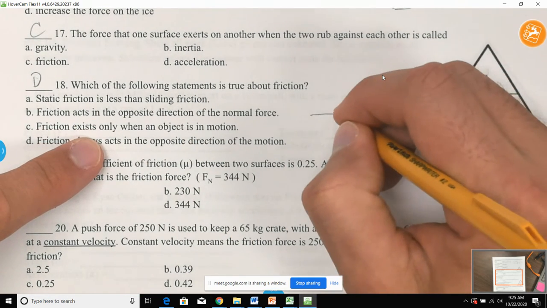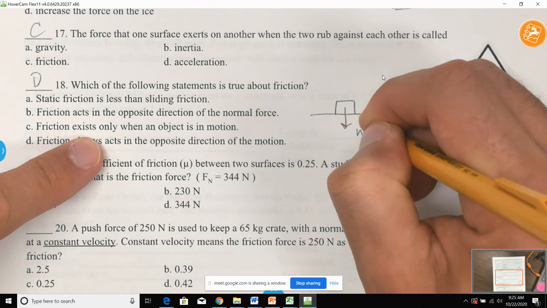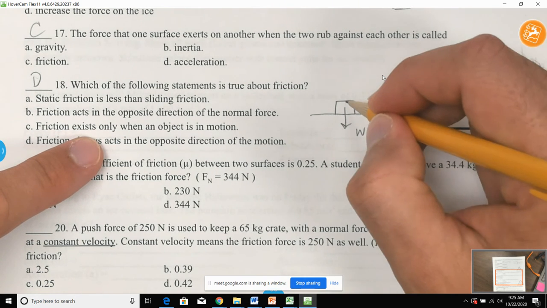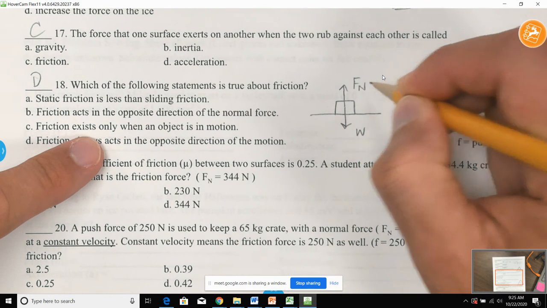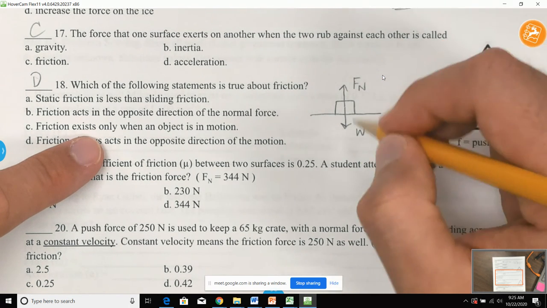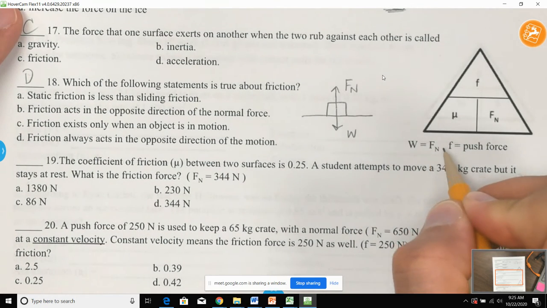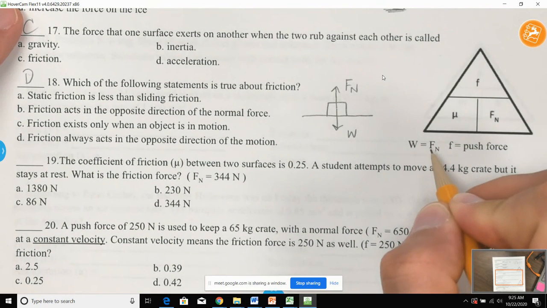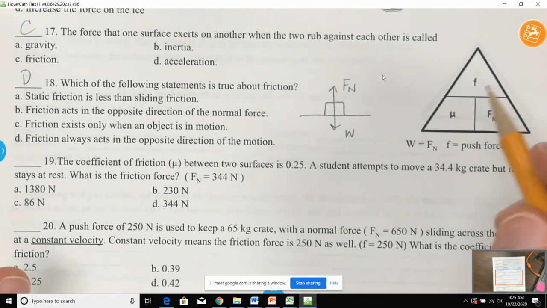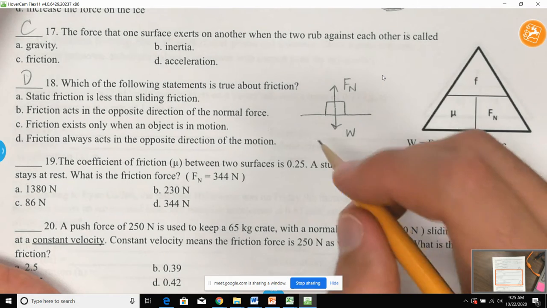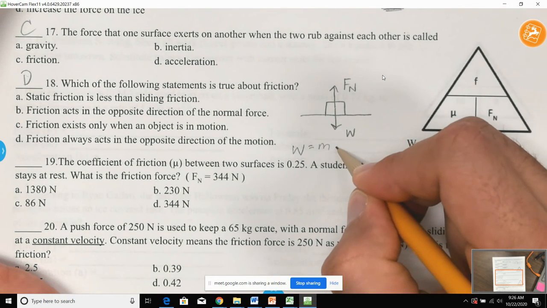So if we have a box or any object sitting on the ground, weight is directly downward always, and for a flat horizontal surface, the normal force is going to be going upward. Any time it's on a flat surface, the weight and the normal force are equal to each other. And anybody remember the definition for weight? It's an object's mass times gravity.